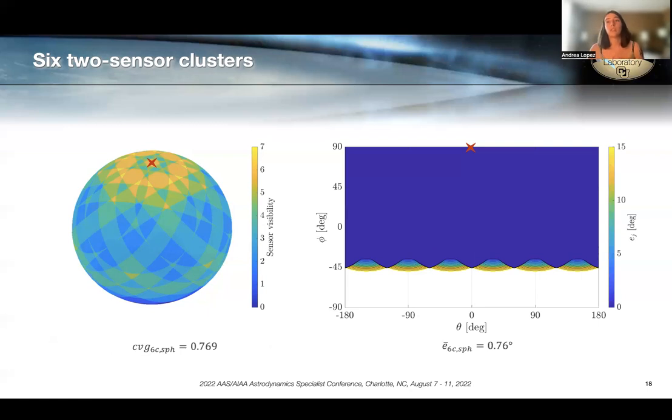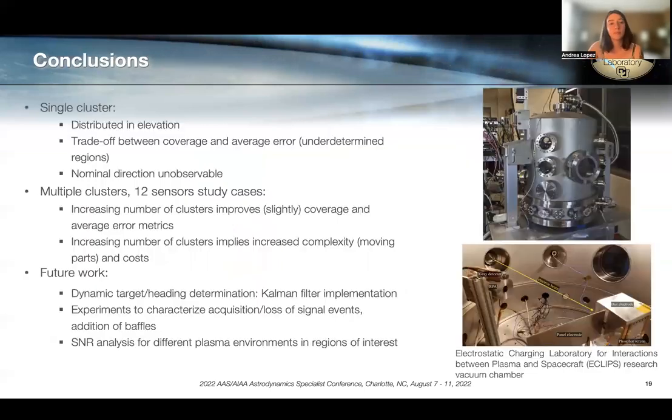Well, that depends. The improvement in coverage and mean error is very slight from one case to the next, and adding additional clusters means adding additional moving parts, which means adding complexity, adding risk, adding cost. So I'll leave it up to you to decide which one is better.